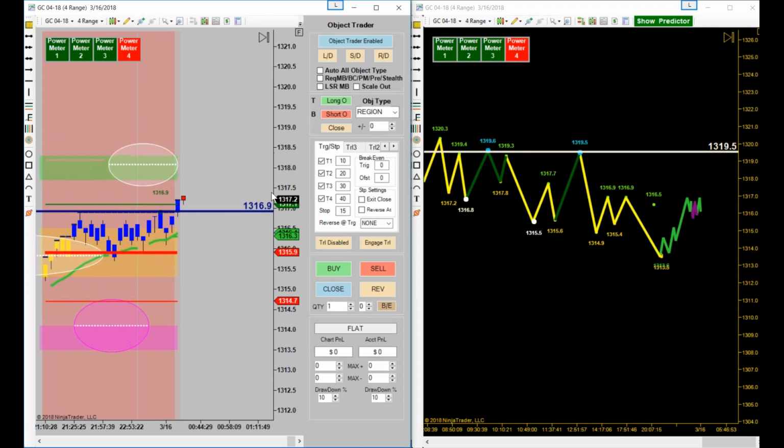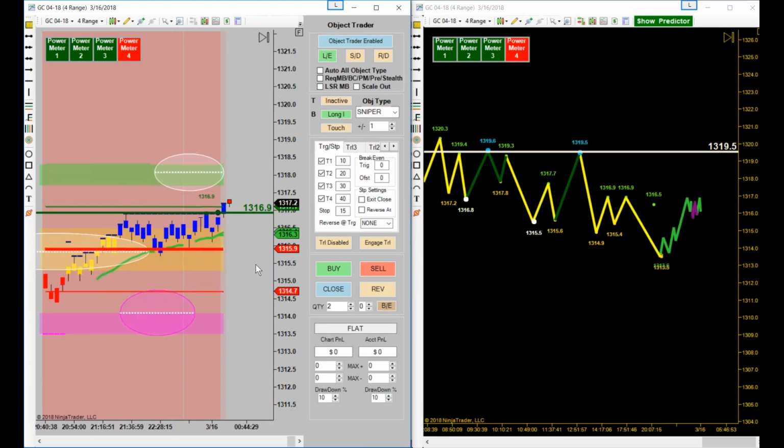So what we're going to do is set this up as either a region or a sniper line. Let's do it as sniper. And we're going to hit enter. That's the bottom, so we're going to do long off of it. Touch. Let's give it touch +1. And let's just see if we can get something plus a runner. And I'll start this up.